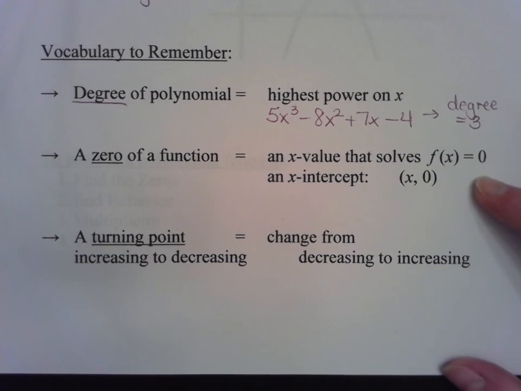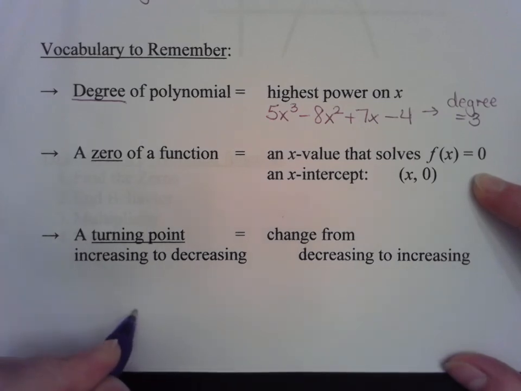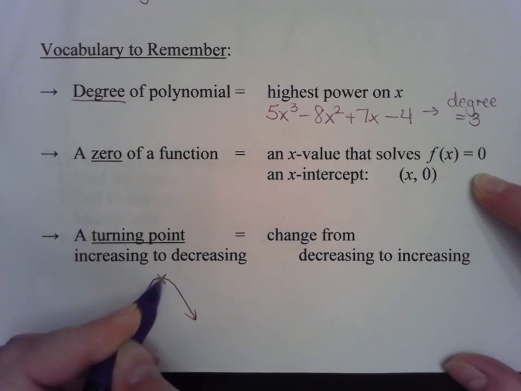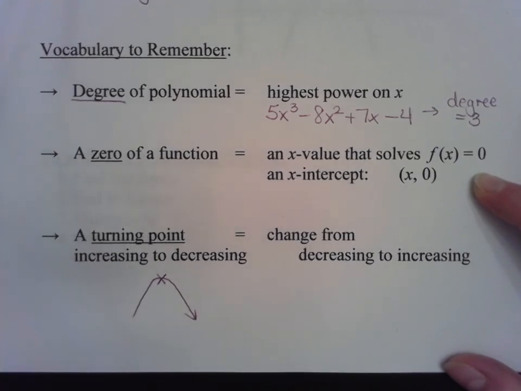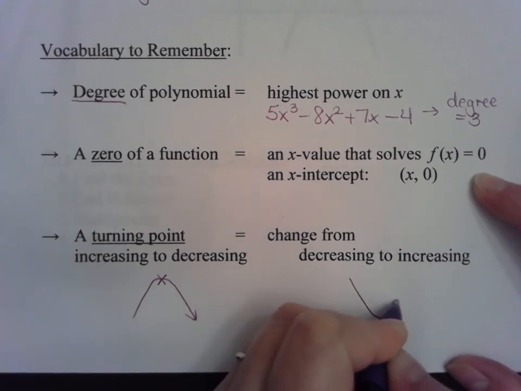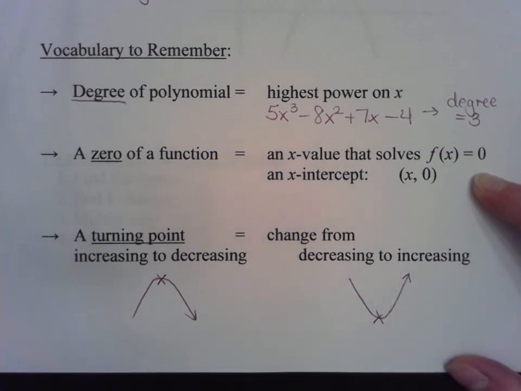Okay, and then the last thing is a turning point. So a turning point, I think you can probably guess, is where the graph makes a turn. In order to count as a turn, it has to change from either increasing to decreasing, which would be a turning point right at the top of this hill, or it could be going decreasing and make a change to increasing, and that would be a turning point as well.